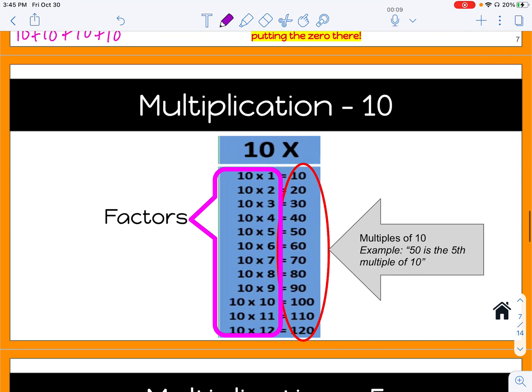So looking at the factors and the multiples. So these are the numbers over here. These are our factors. So the number at the front stays the same. And then the second number is going to be which multiple it is. So for example, if I were doing 50, I would say 50 is the fifth multiple of 10. Why? Because we are multiplying by 5, and it is the first, second, third, fourth, fifth number that we are multiplying by that original number 10.